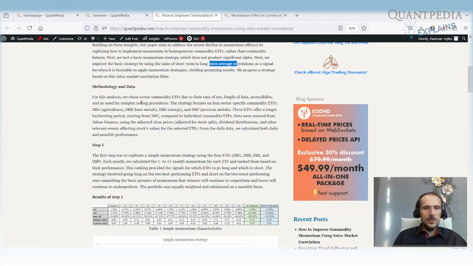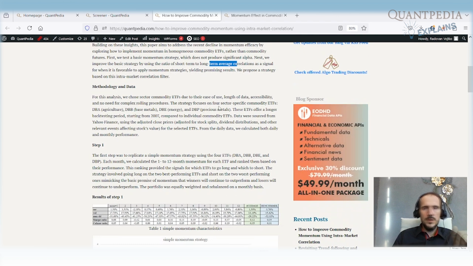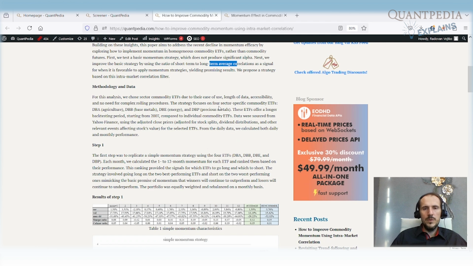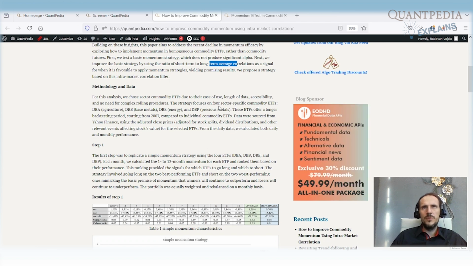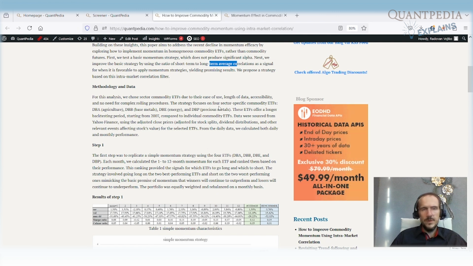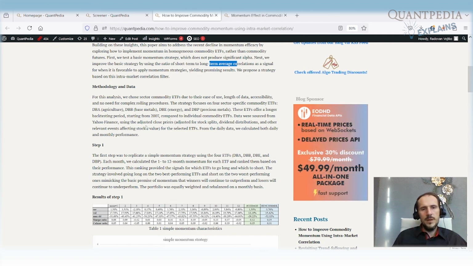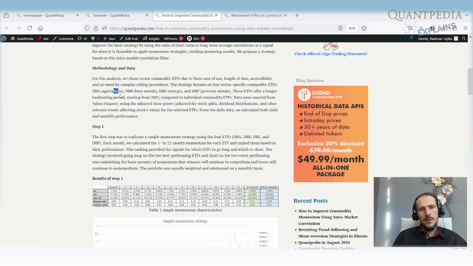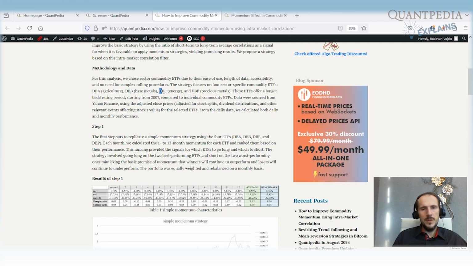So what's the methodology? We use just ETFs, not futures. The reason is that it's easy, simple, and data are available. We don't need to care about rolling, and especially for retail traders, it's easier to use ETFs than futures. We use data from Yahoo Finance and our dataset starts in 2007. We selected four main ETFs: DBA, agriculture; DBB, the base metals sector of commodities; DBE, the energy; and DBP, the precious metals.